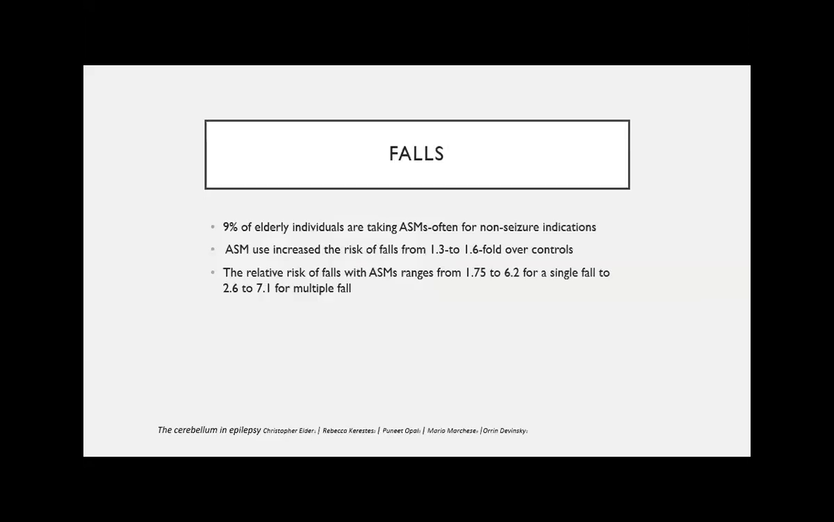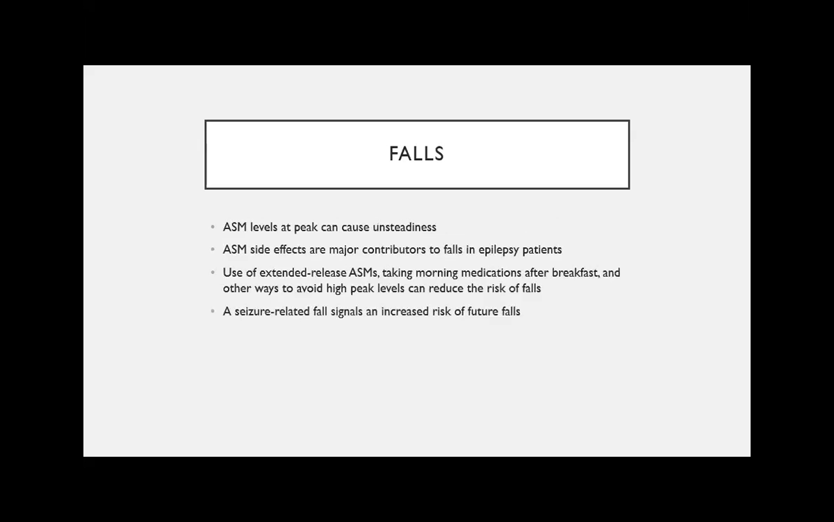Coming to comorbidities associated with seizures, which are influenced by cerebellar involvement. We know 99% of all elderly individuals are taking ASMs, even for non-seizure indications. ASM use has increased the risk of falls from 1.3 to 1.6 folds over the controls among various studies. With ASMs, the relative risk of falls ranges from 1.75 to 6.2 for a single fall and 2.6 to 7.1 for multiple falls.